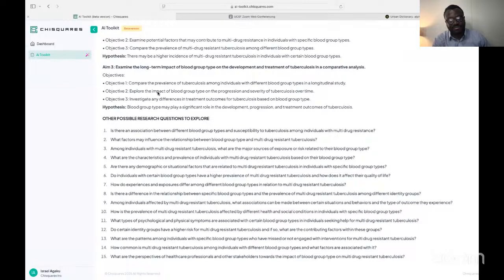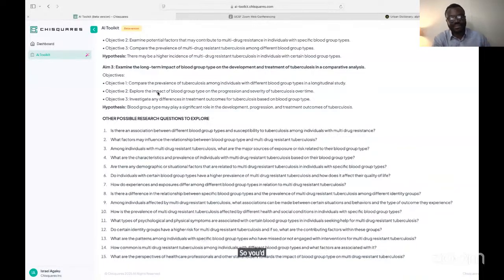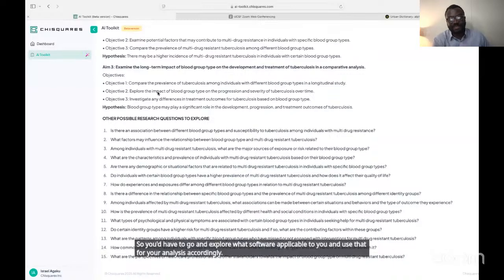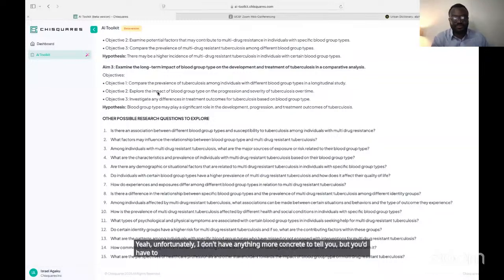Okay. Yeah, so you'll need to be able to do some basic analysis, right? And it doesn't mean that you have to go and learn to write code. There are lots of software that allow drop down and click. So you'd have to go and explore what software you are able to use and use that for your analysis accordingly. Unfortunately, I don't have anything more concrete to tell you, but this is where you would have to do a little more work to get insights from that data.